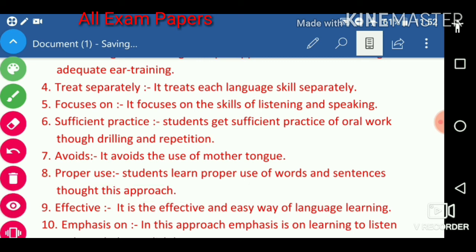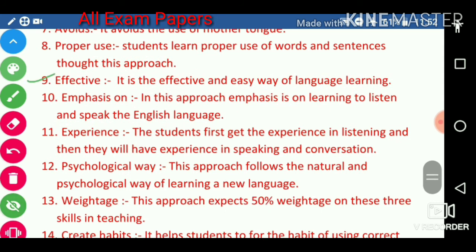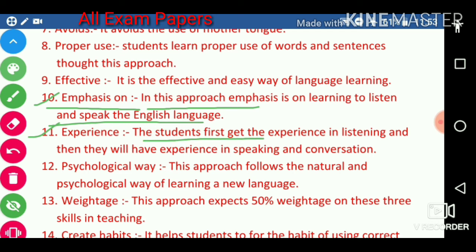Next is effective. It is the effective and easy way of language learning. Next is emphasis on. In this approach, emphasis is on learning to listen and speak in English language. Next is experience. The students first get the experience in listening and then they will have experience in speaking and conversation.